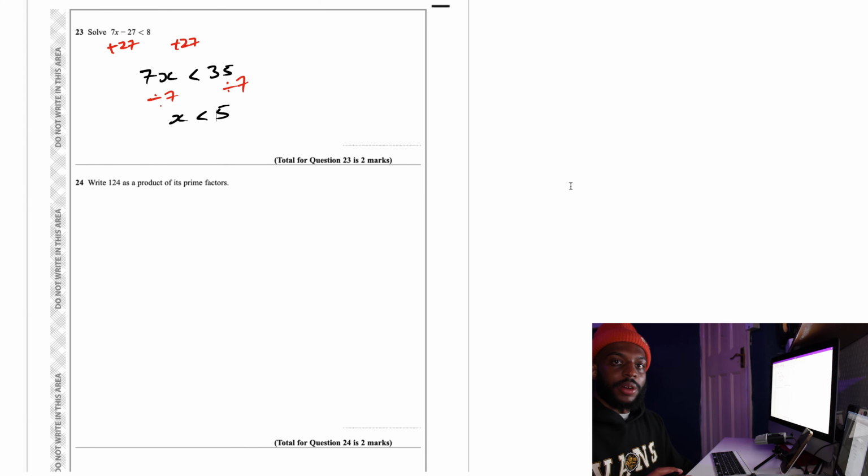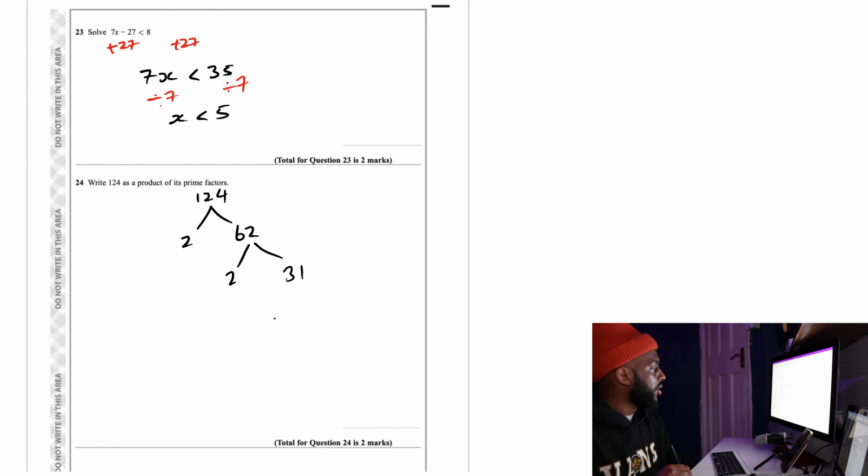Next question, we're looking at prime factors. So write 124 as a product of its prime factors. So I like to start with the smallest prime number possible that will go into it, which is 2. So 124 divided by 2 is 62. Then we go for 2 again because it's even, which gives us 31, and 31's prime. So our final answer is 2 squared times 31.